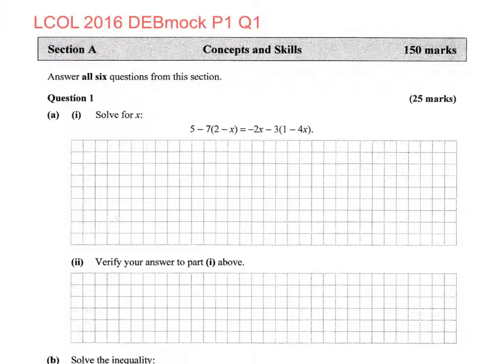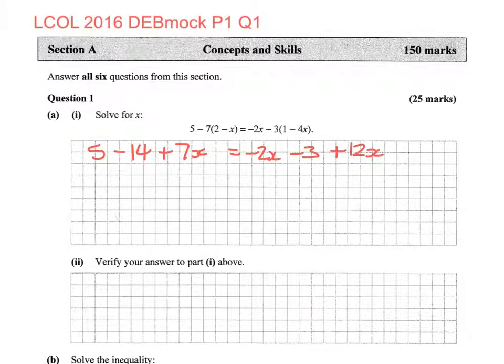So on the left hand side we have 5 and we have minus 14 and plus 7x. So that's 5, minus 7 times 2 gives me minus 14, minus 7 times minus x gives me plus 7x. On the right hand side we have minus 2x and we have the minus 3 being multiplied by everything inside the brackets. So we have minus 3 times 1 gives me minus 3, and minus 3 times minus 4x gives me positive 12x.